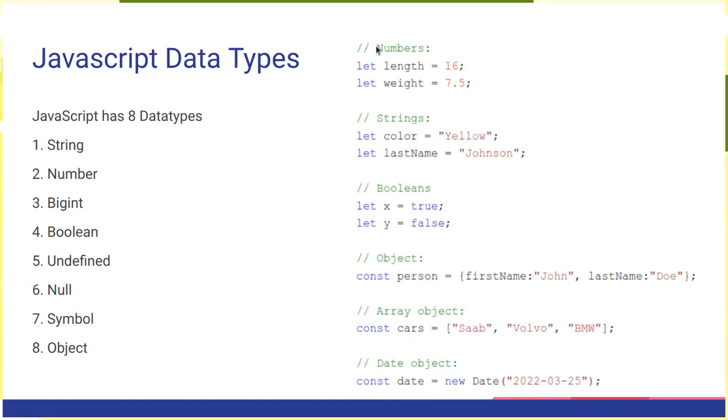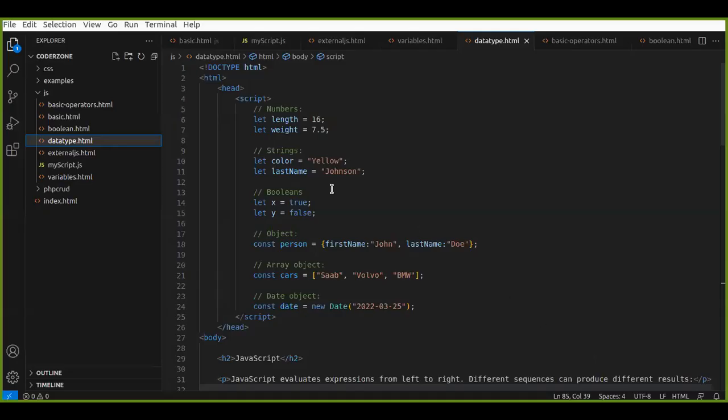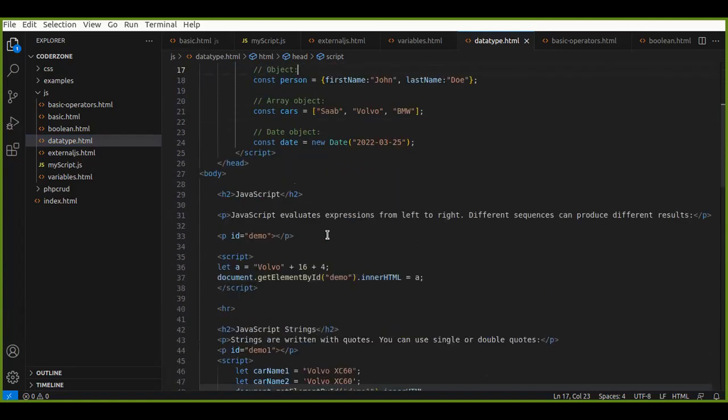I have written some snippets. I will take you to that, then I will take you to the output at the browser level. Here I have added the data types: numbers, strings, booleans, object. These are the things that we already discussed at the slide level. But what is the purpose of understanding data types? You should know about it.